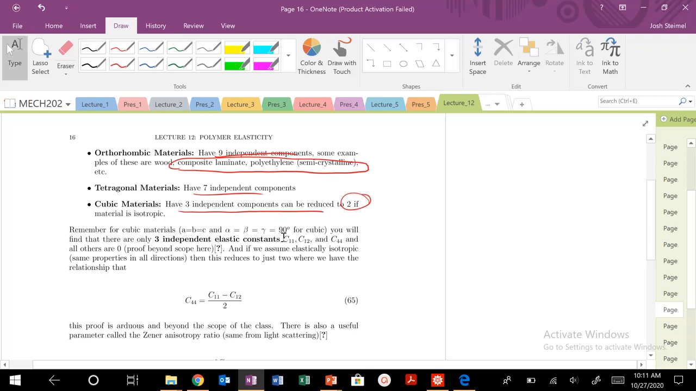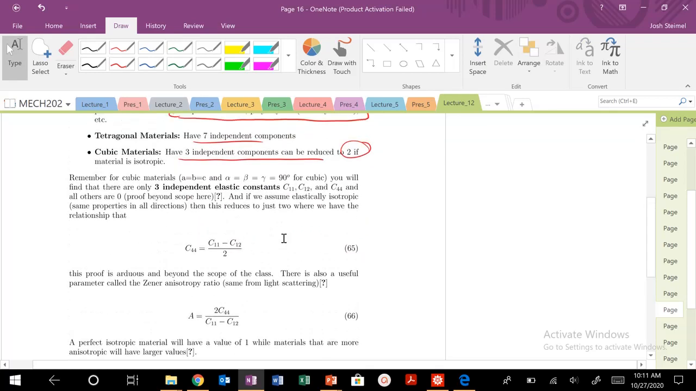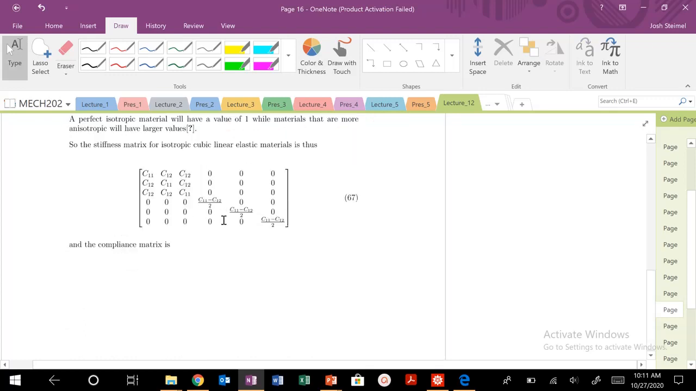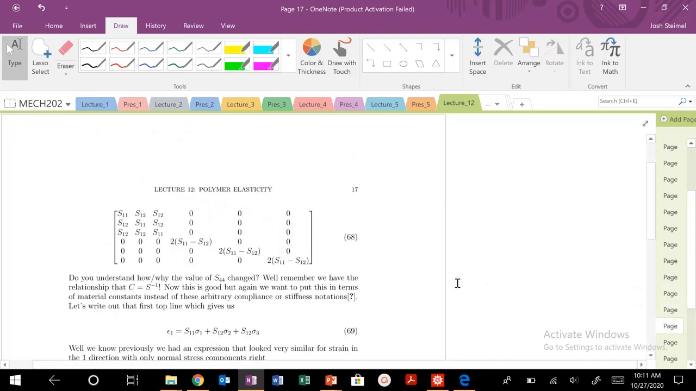This is just fun, supplemental material in case you ever deal with materials that are anisotropic. I've included some of these derivations, to see how you can figure out or prove these independent elastic components and get relationships between them. You can read through this at your leisure.